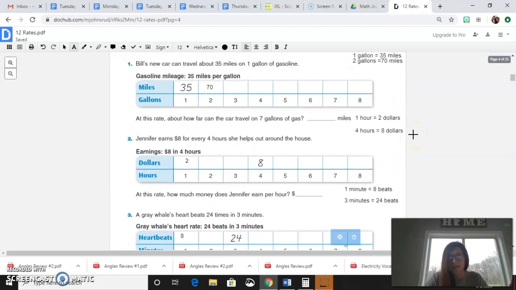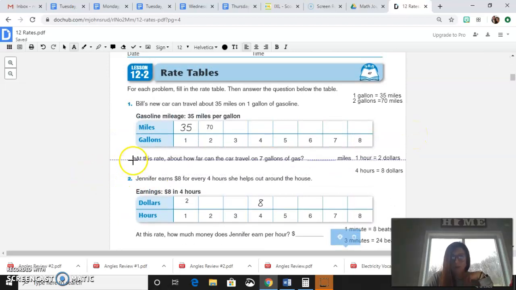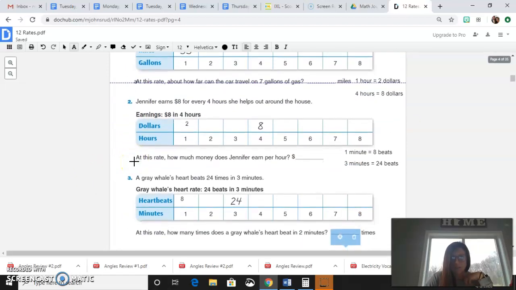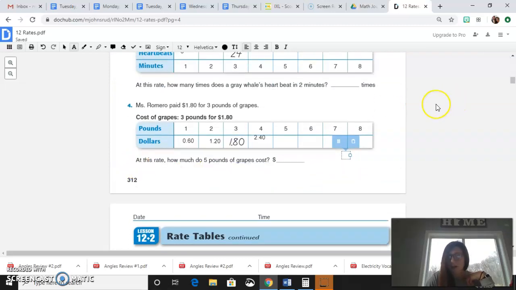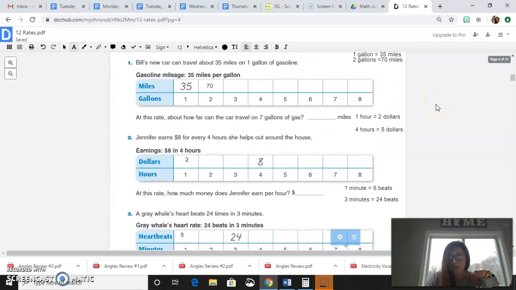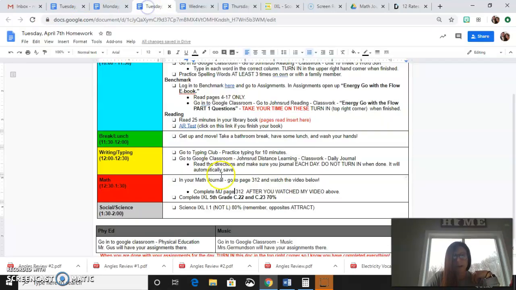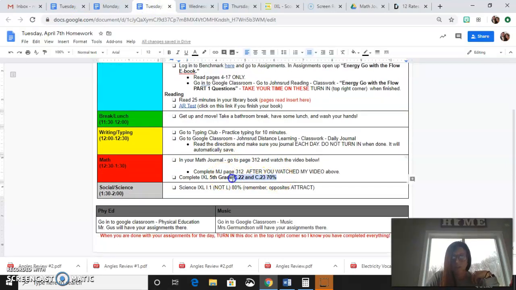Then you're going to need to go back and do this question here, this question here, this question here, and this question here. And all we're doing today is page 312, and then you will have to go back to your assignment and do your IXLs. So all you have for today is 312 and these 2 IXLs in 5th grade, and those are on rates too.